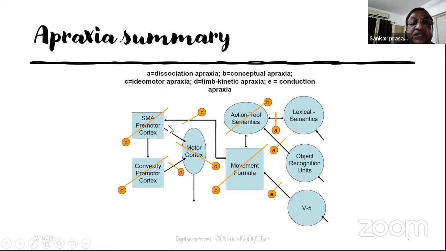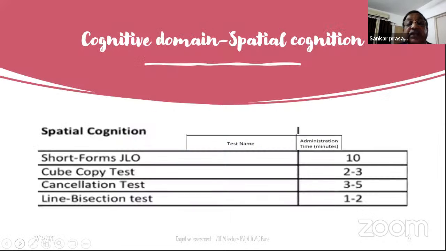You've got three positions: motor cortex abnormality, connections between the motor cortex and supplementary motor area, and conduction apraxia, which is when the movement formula is not reaching the software in the left parietal lobe. So these are the apraxia summaries which I thought I would sensitize you to, and you will have to read for yourself.